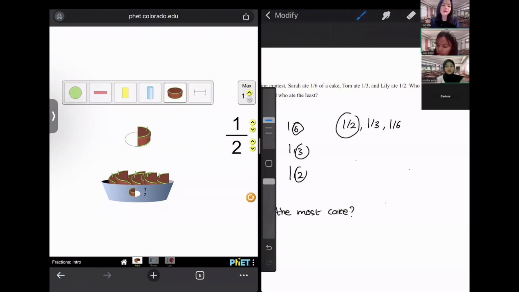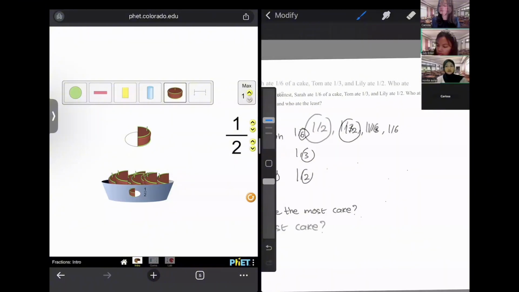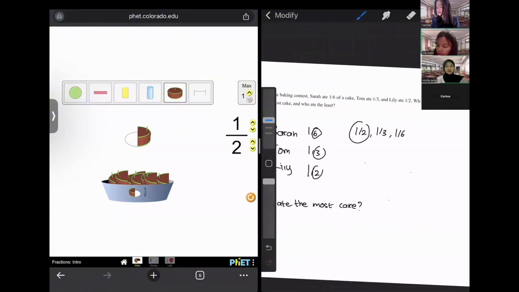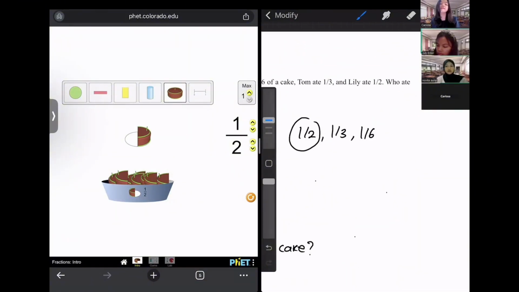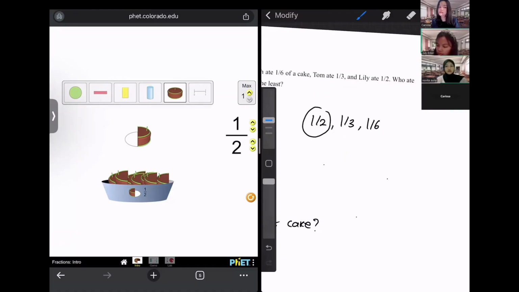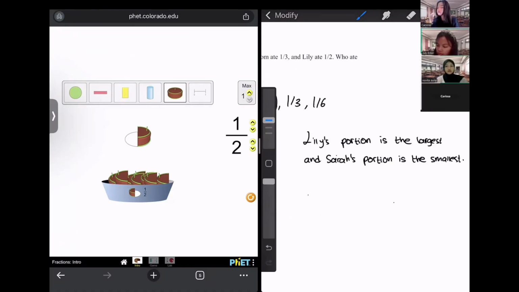And okay, now I would like to ask who ate the least cake. Sarah, Miss. Yes, that's correct. Sarah's portion would be the least of cake. So out of the group, Lily's portion is the largest and Sarah's portion is the smallest.